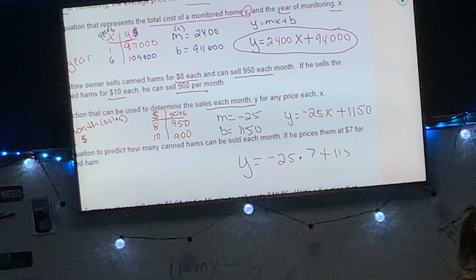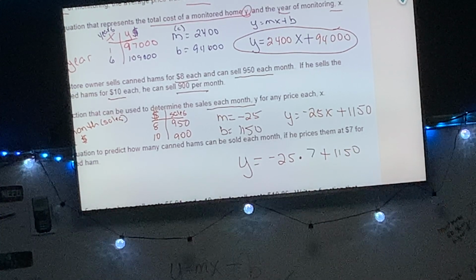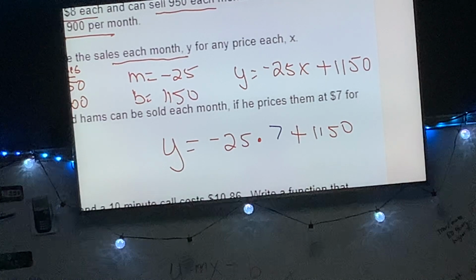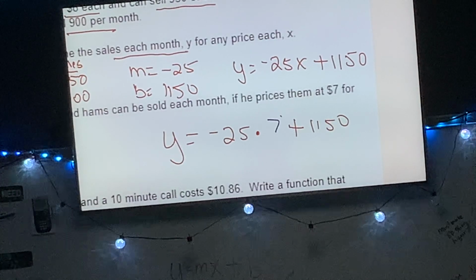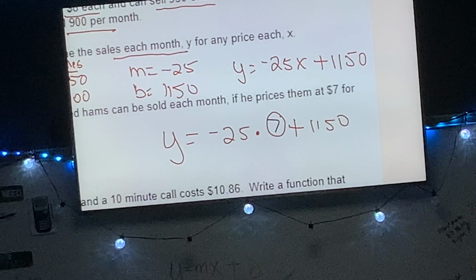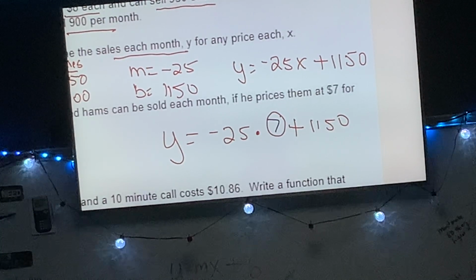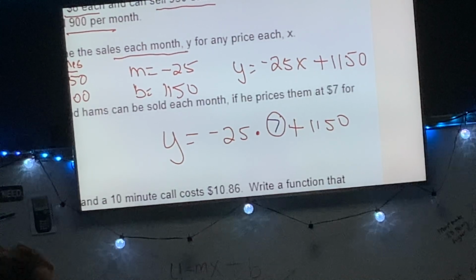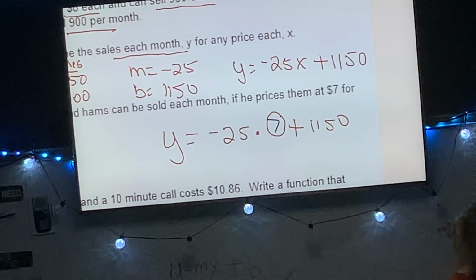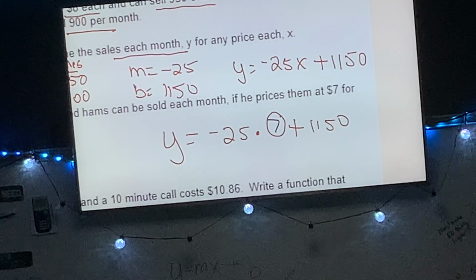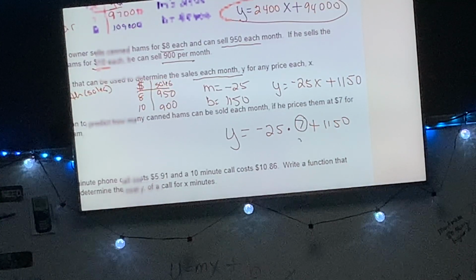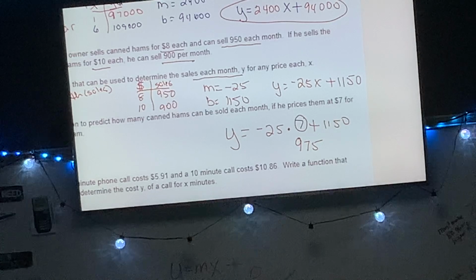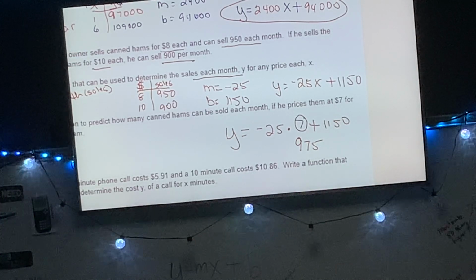And then I'm going to just write the normal problem. So the only thing I did is put a 7 in for x. Now, in a normal calculator, we're going to put that right-hand side in. Negative 25 times 7 plus 1150. How many would we sell? 975. So do you see, if they ask you an amount, just throw it in to get your answer.